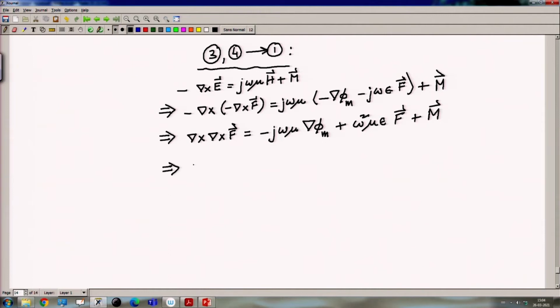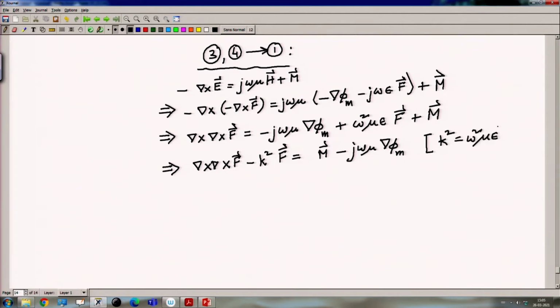And that is going to imply curl curl F minus k square F is M minus j omega mu grad phi m, with k square equal to omega square mu epsilon. So, we call this equation number 5.